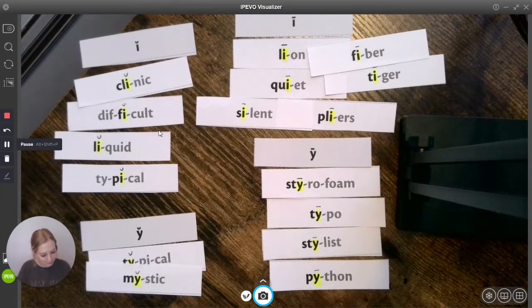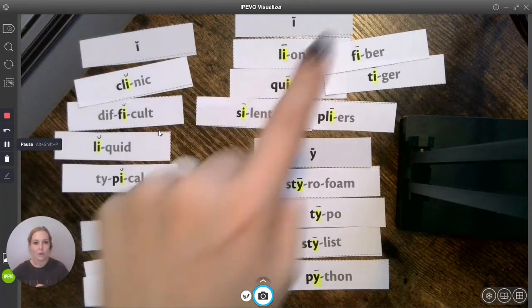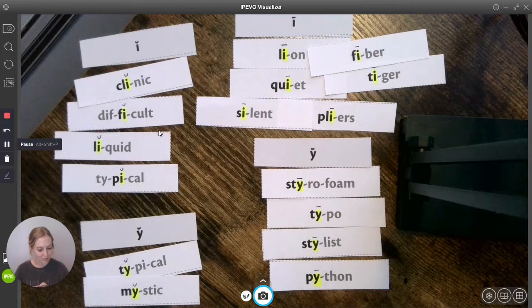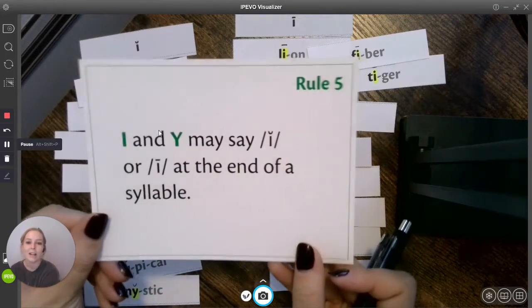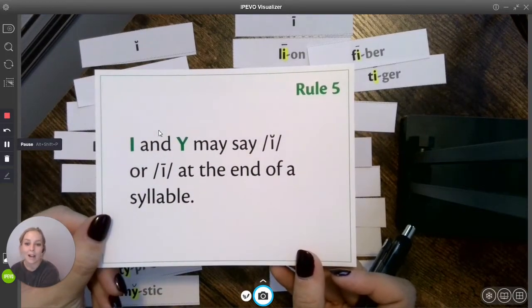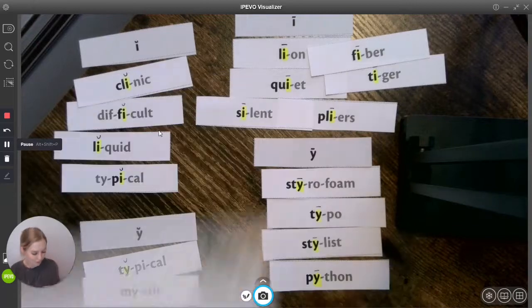Okay, so remember, what do I and Y say at the end of a syllable? They say I or Y. Good job. The spelling rule says I and Y may say I or I at the end of a syllable. I and Y may say I or I at the end of a syllable.